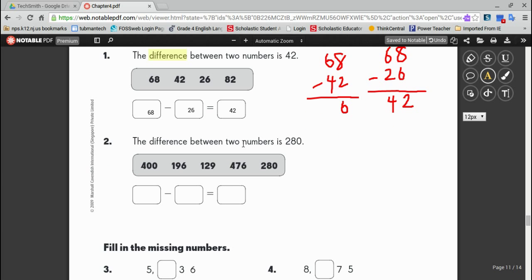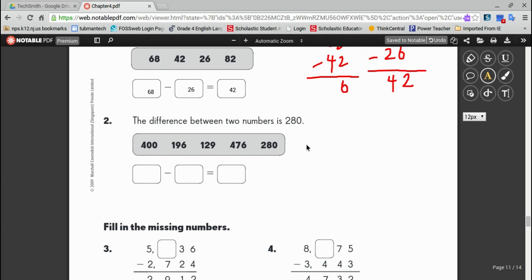Number 2, the difference between two numbers is 280. Again, take the same process. We are again looking for the difference. I'm going to highlight this word, difference, which we know is to subtract. And we know the answer is 280, so let's just automatically put 280 right there. Okay, so again, pick two numbers. Try to get to 280.